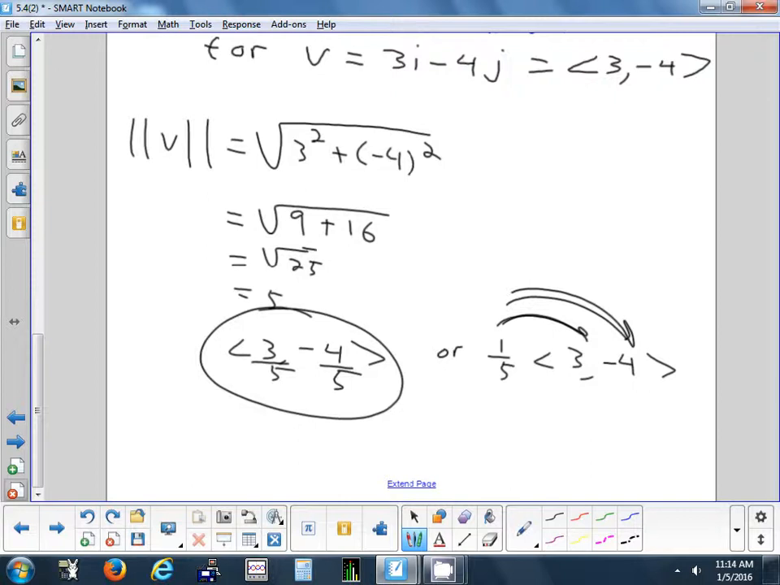Any questions on converting a vector to a unit vector? The reason we might want to do that is if we're dealing with a problem where the direction is the only thing that's important. This preserves direction, but it makes the length 1. 1's an easy number to work with.